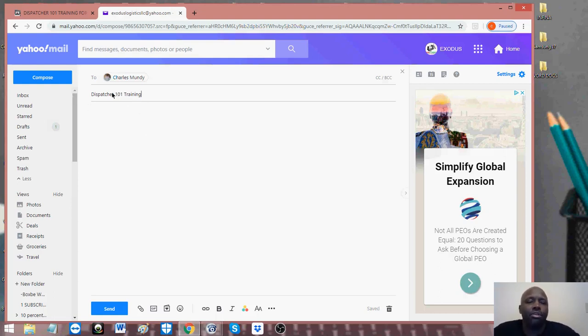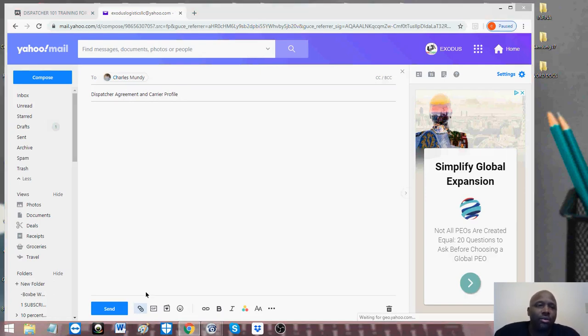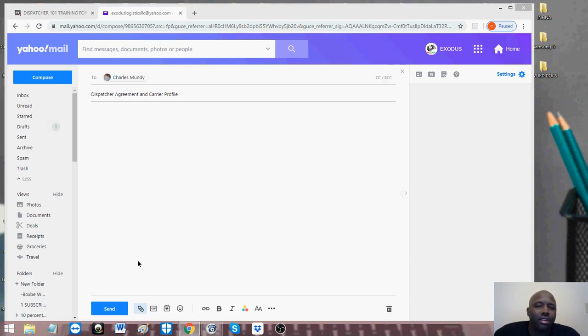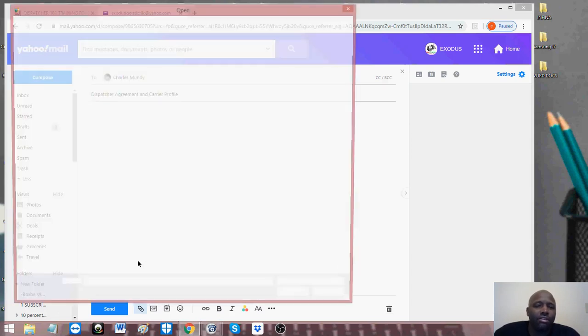So here we go. I formulate my email in my dispatcher email, and I'm going to pretend my other email is the carrier that I'm sending the email to. I put the subject line: dispatcher one-on-one training, dispatcher agreement, and carrier profile. And then I attach. I'm going to go in order where I would attach the dispatcher agreement and the profile to it.